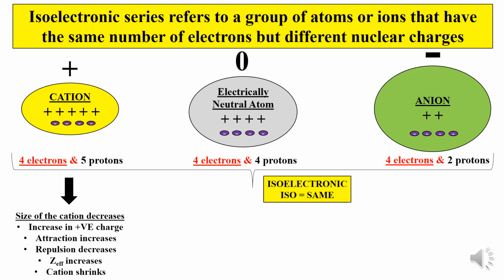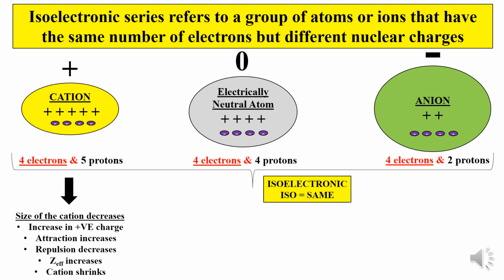Now, what is effective nuclear charge? It refers to the electrostatic force of attraction between the positively charged protons in the nucleus and the negatively charged electrons. Or you can put it this way: effective nuclear charge is the net positive charge experienced by an electron in an atom. I have discussed the topic of effective nuclear charge in detail in one of my previous videos, and I have given the link in the description.